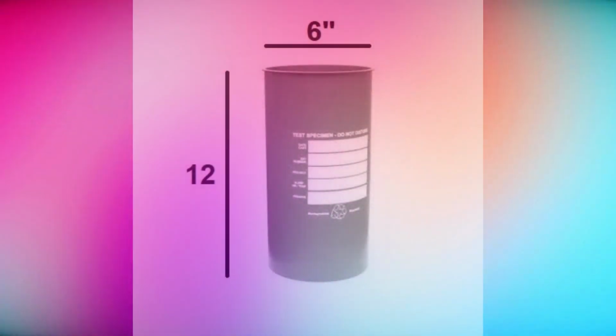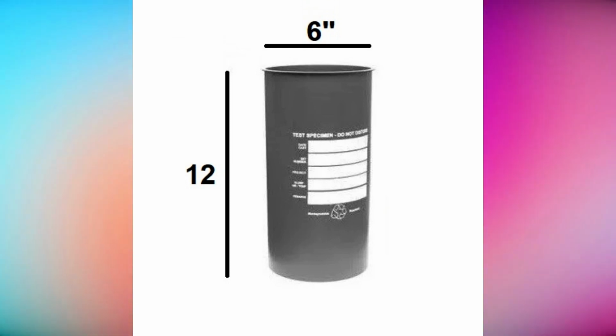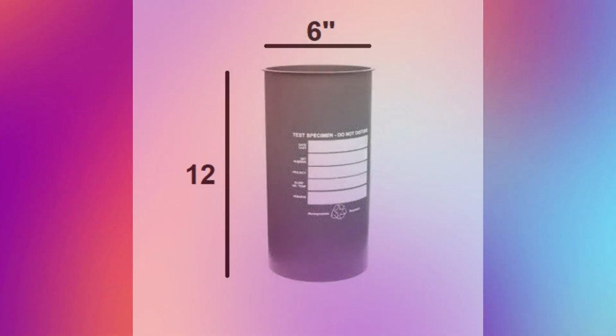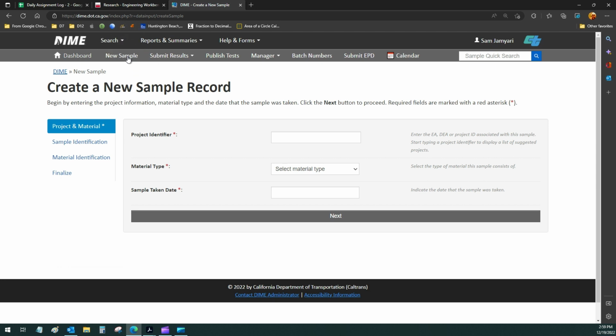In this video, I am going to show you how to create a 6 by 12 concrete cylinder sample in DIME. Then how to submit your test results for it. First, log in to your DIME account. Then on the top left corner, click on the new sample.